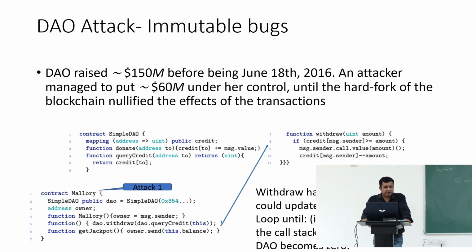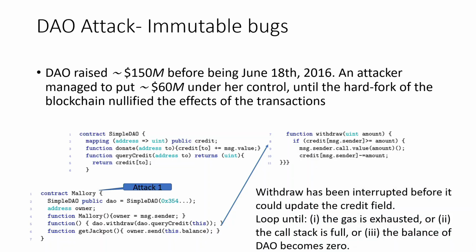Due to the impact of it, there was a decentralized autonomous organization, the DAO. They had raised funds of approximately $150 million before June 18, 2016. And the attacker managed to put $60 million under her control. After that, to resolve it, hard forking is required, which is already covered, that is, what is hard forking. So that you can invalidate those transactions from whatever point you have performed the forking. After that, in the main chain, all those transactions will be invalidated. But by that time, the attacker was able to take $60 million from such a contract.